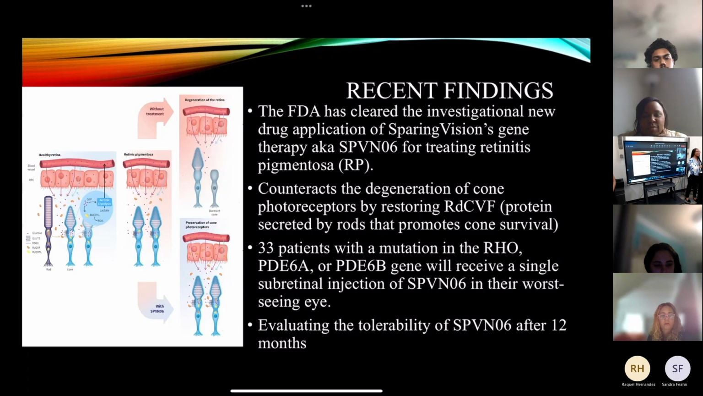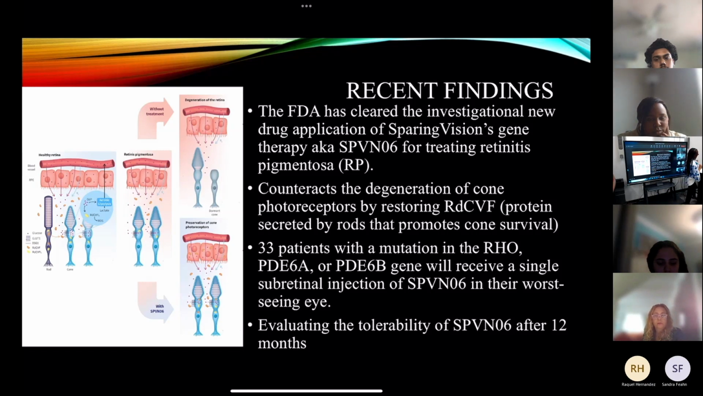As for recent findings, the FDA has cleared an investigational new drug application for the gene therapy SPVN06, for treating RP. It counters the degeneration of photoreceptors by restoring RdCVF, which is a protein that's secreted by the rods and promotes survival. So as we can see here, the photo's kind of small, but without the treatment, there's no RdCVF in the photoreceptors, whereas with the SPVN06 treatment, there is RdCVF.